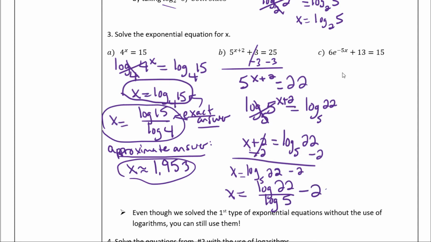All right, so that's the exact answer, or if you wanted to approximate it, we can get an answer for that. So I got negative 0.079.